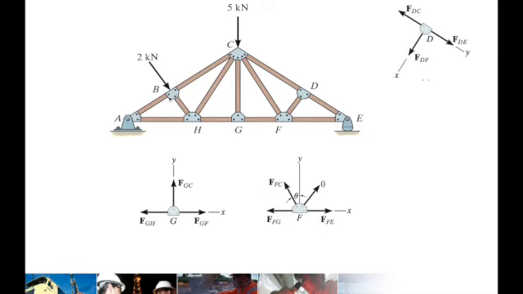So what happens? I just want to give attention to joint B. Imagine if there is no external load, 2 kN. What will happen to member BH? It will become a zero force member.